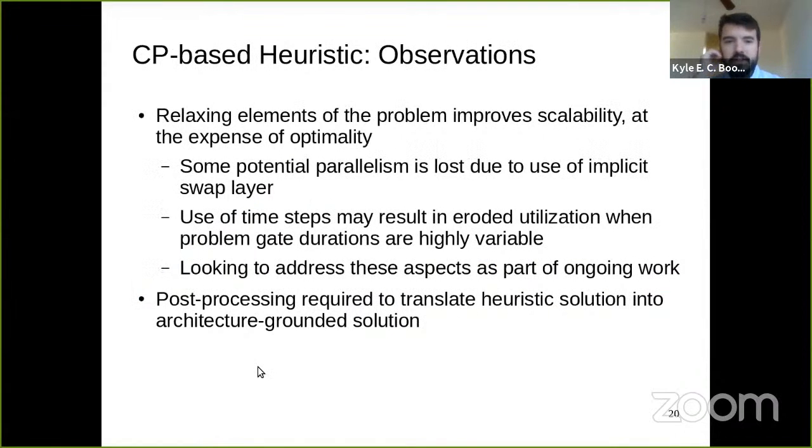Some observations: relaxing elements of the problem improves scalability at the expense of optimality. Our approach does sacrifice some potential parallelism due to this implicit swap layer. The use of time steps might erode utilization if the gate durations are highly variable. And so we're looking to address some of these aspects as part of our ongoing work. And once again, we actually have to post-process our solutions to translate our heuristic into an architecture-grounded solution.